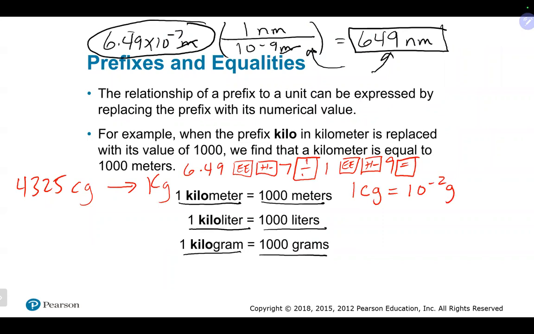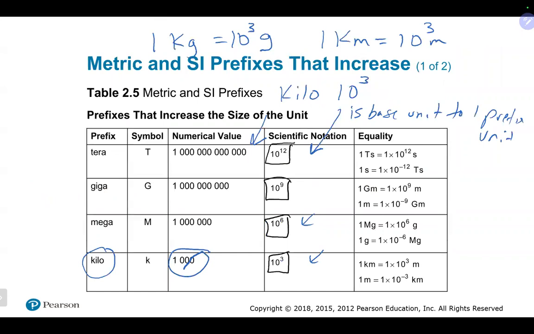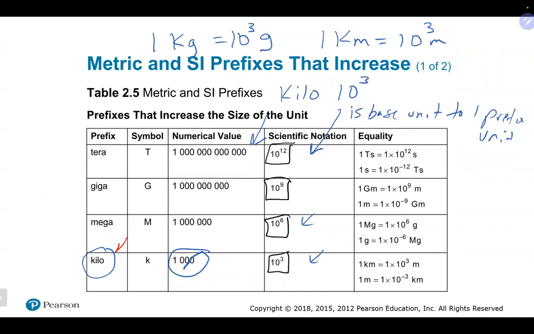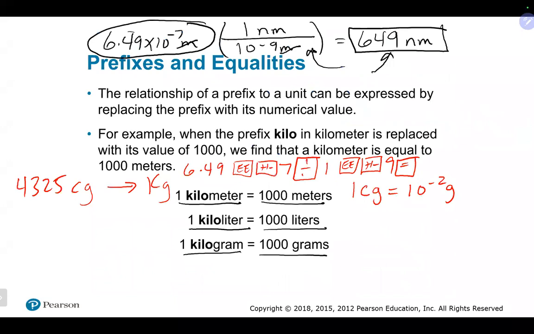Now that I'm at grams, I technically have to go from grams to kilograms. I can easily find that conversion by going back to the table and finding my kilo, which is 10 to the 3. I know in 1 kilogram there are 10 to the 3 grams. So these are very easily found conversions by not trying to go from one prefix to the next, but just taking it back to the base unit and going from the base unit to the next prefix.